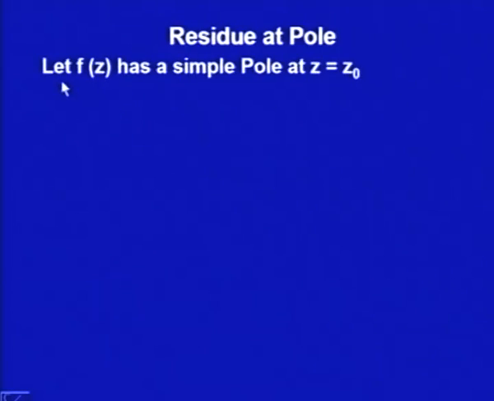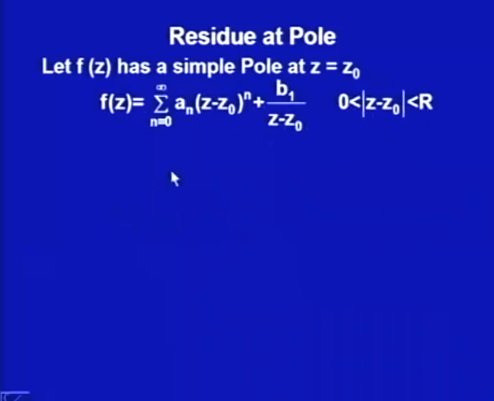So, if z naught is an isolated singular point of f z, then we identify it as a pole if I have only one term in the principal part, b 1 upon z minus z naught. So, if it is a simple pole at z is equal to z naught, my residue would be simply b 1, the coefficient of 1 upon z minus z naught. Let us see how I am writing it. What it says is f z would be summation n is equal to 0 to infinity a n z minus z naught to the power n plus b 1 upon z minus z naught, for 0 less than mod of z minus z naught less than r.